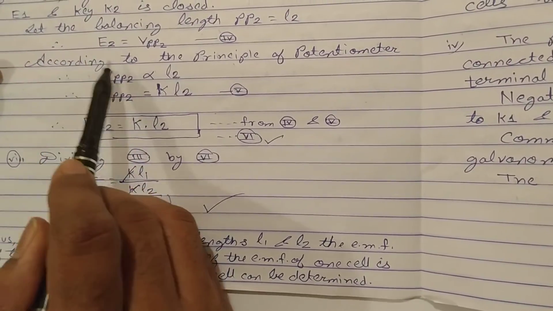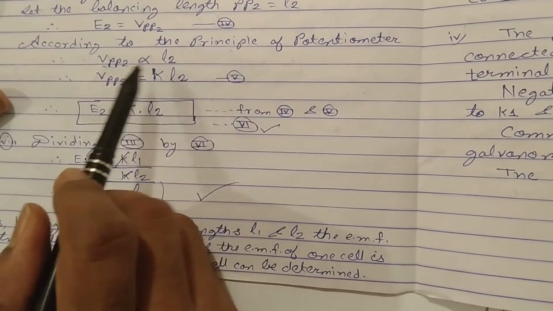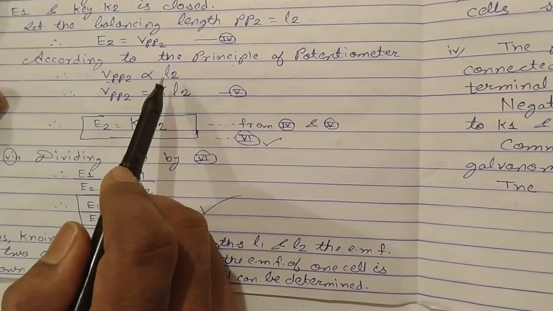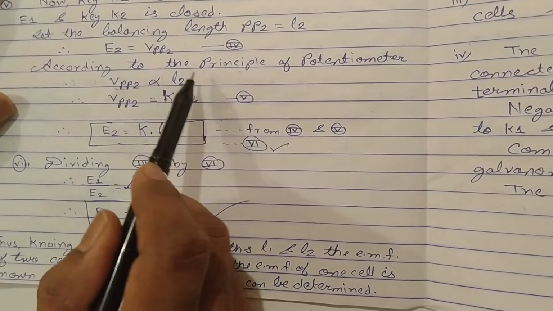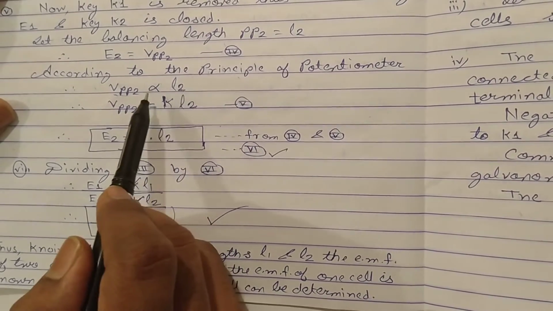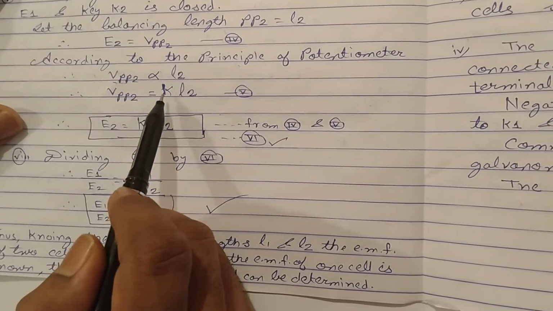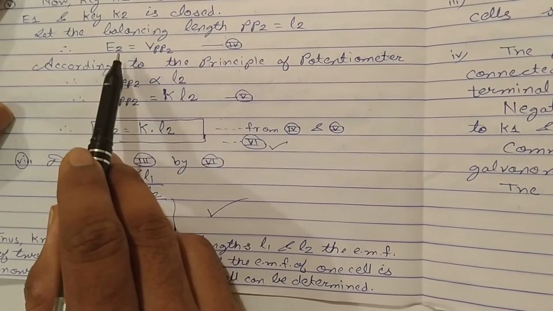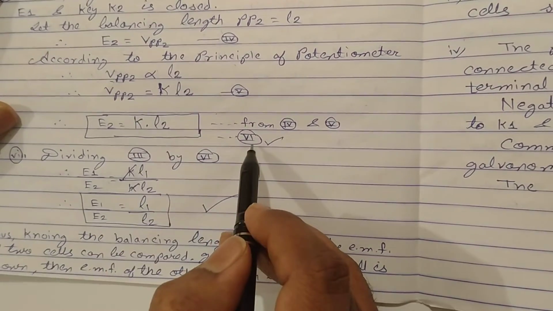Students, I will show mathematically over here. E2 is voltage between point P and P2. Now we will apply the principle of potentiometer. Voltage between point P and P2 is directly proportional to length of the wire between point P and P2. Let length of the wire between point P and P2 be L2. If I remove the directly proportional, then proportionality constant will come. The proportionality constant is called potential gradient. Then from 4 and 5 we observe that E2 is equal to what? KL2. This is equation number 6.